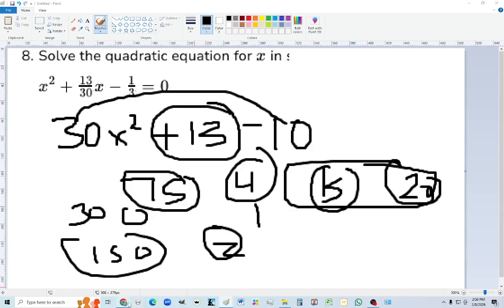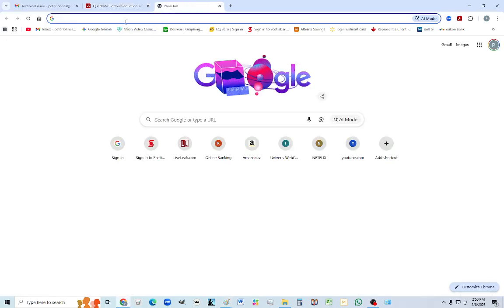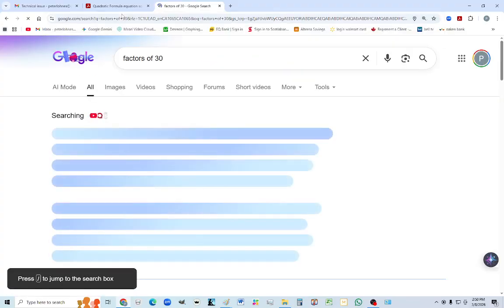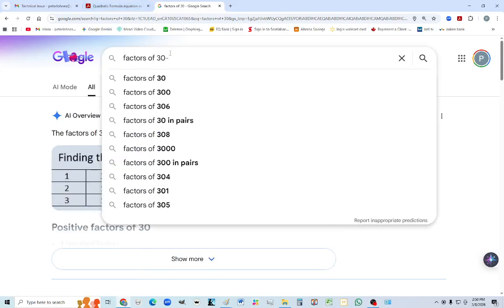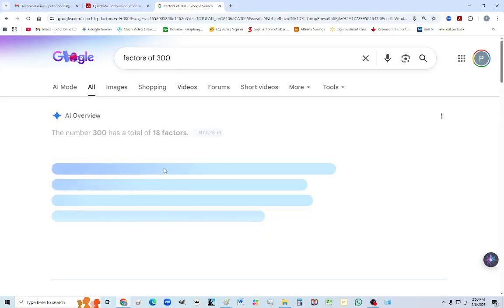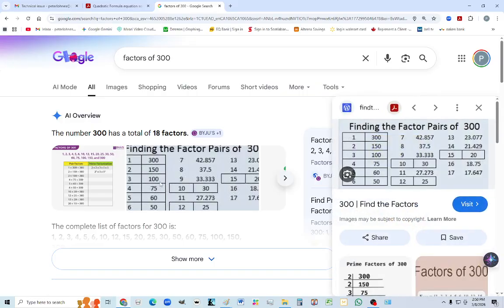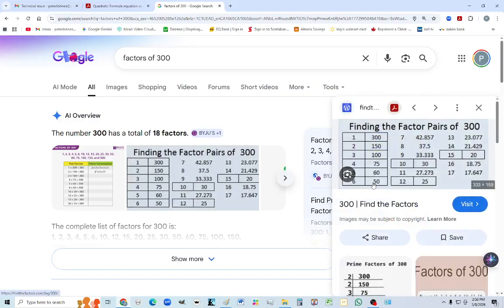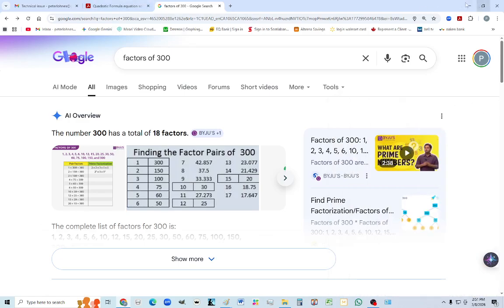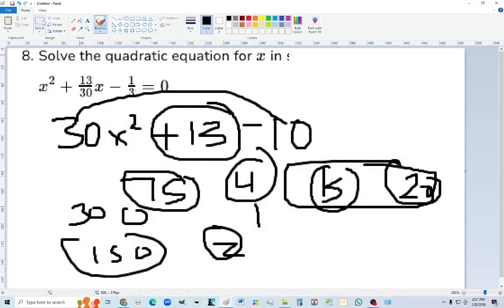Well, you know what? It kind of stumped me on this. So let's just look up factors of 30. Oh, factors of 300. There we go. Five and 50. No, 6 and 50. No. There it is. 12 and 25. So somehow I screwed that up. I don't know how. Because I said 12 and 25. No, hang on. We're not looking for 13, are we? Yeah, 13. 12 and 25.